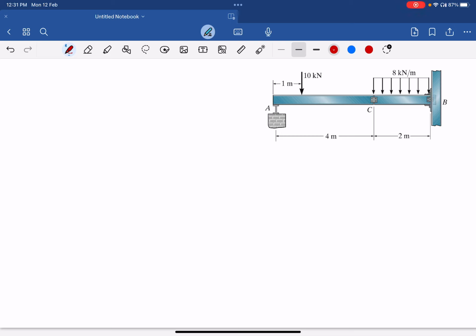Hello everyone, this is Dr. Sharif with you, and within this video we'll be learning how to get the reactions in this beam.